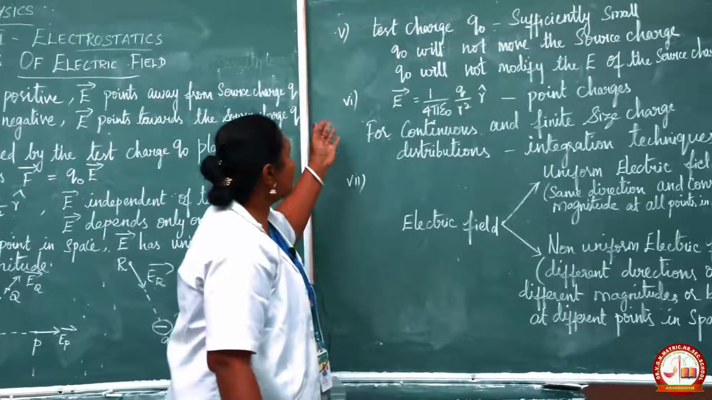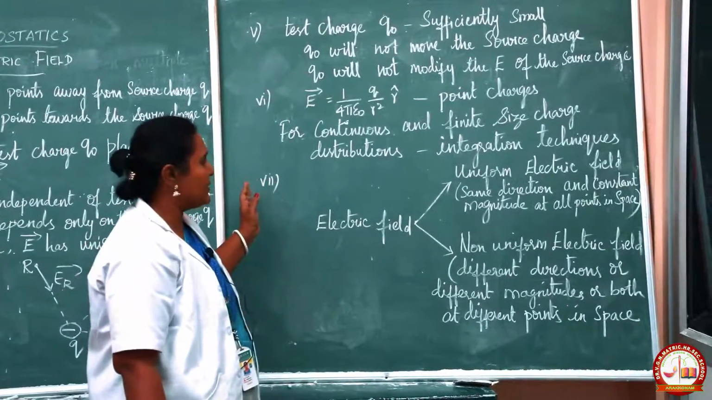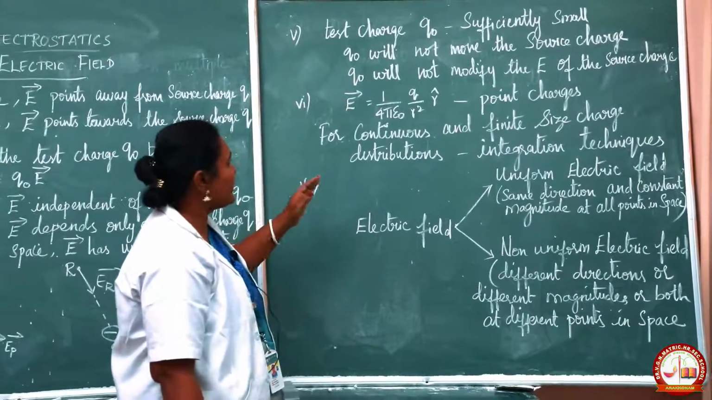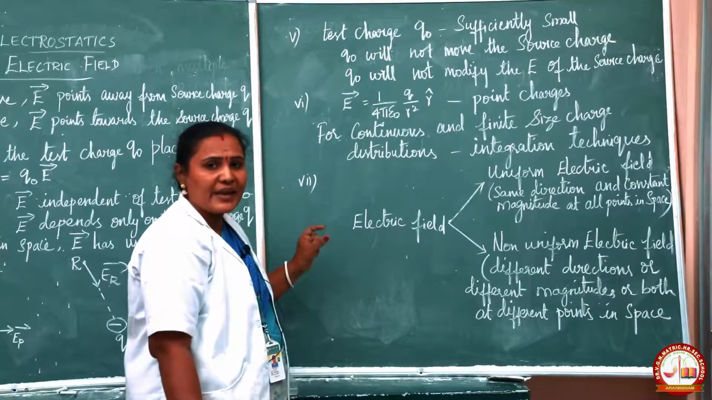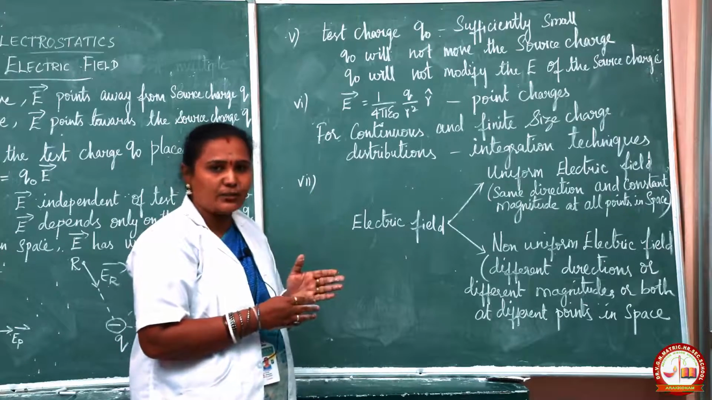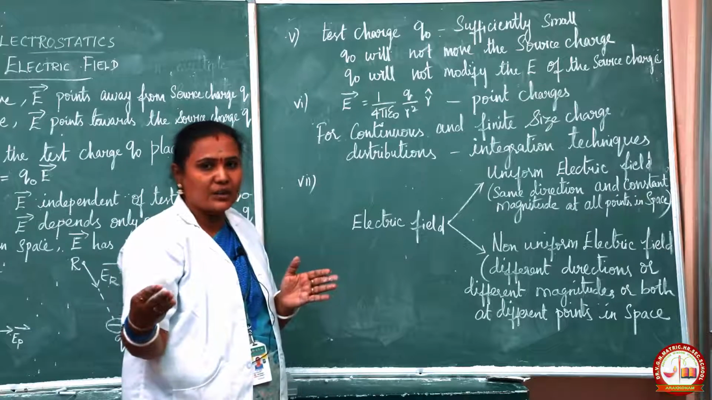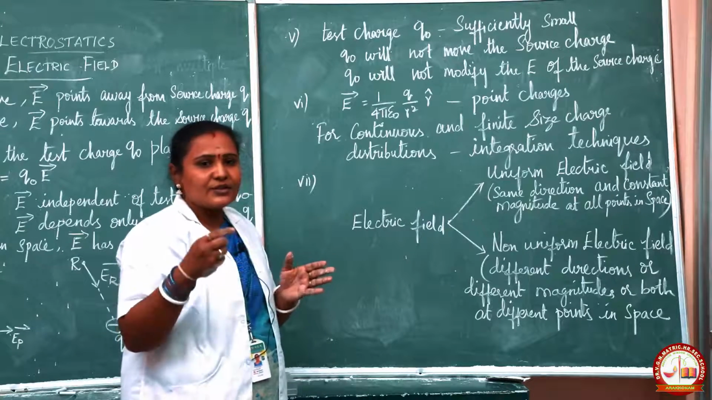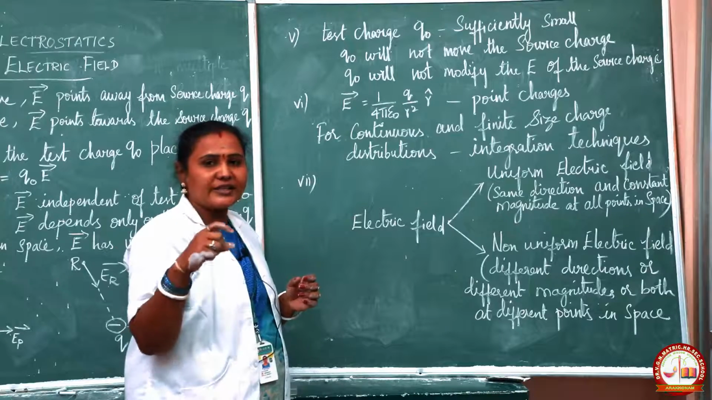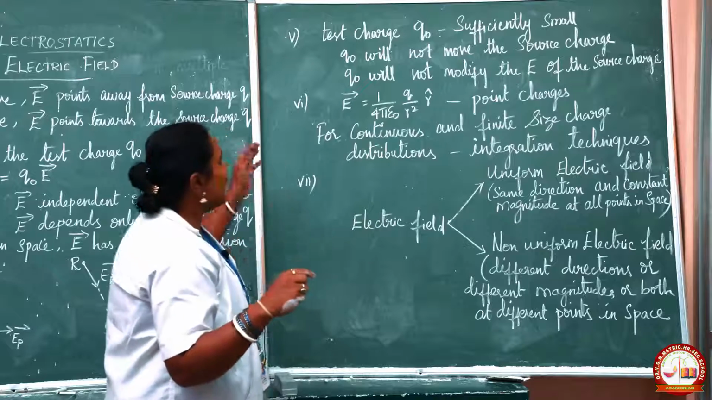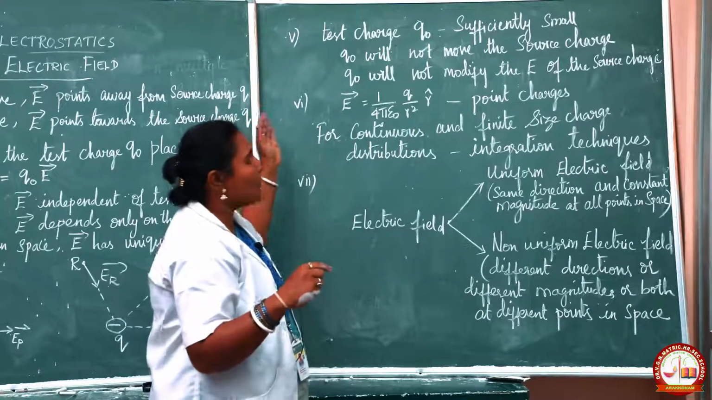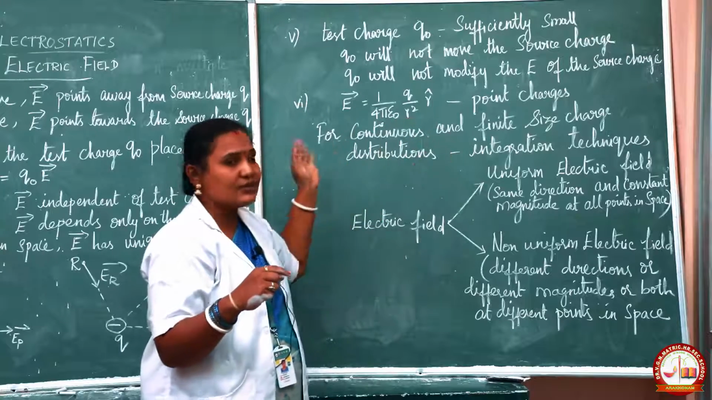The next, fifth important aspect of electric field: we know that Q is the source charge, Q naught is the test charge. Already we have seen that we place the source charge at one point and the test charge at the other point with a distance of R. If you make that test charge sufficiently small, very small, it will not move the source charge, or it will not modify the electric field of the source charge.